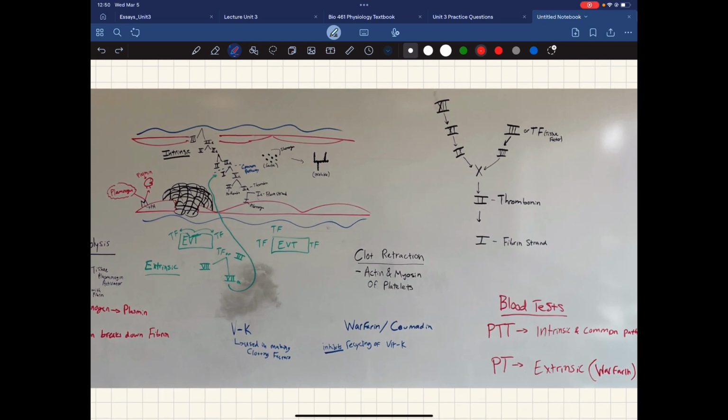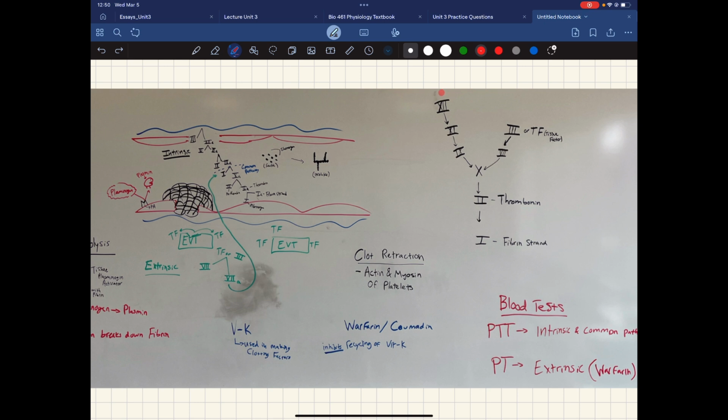A few of these things in my video are from Ninja Nerd. This is one of them, kind of a cheat sheet, but just an easy way to remember all those crazy factor numbers. You start out with X marks the spot, that's 10, the beginning of the common pathway.